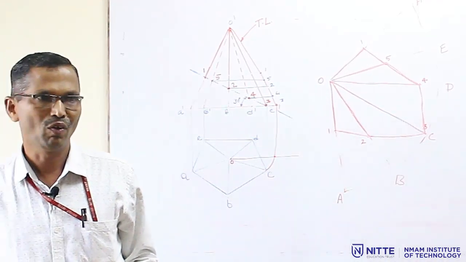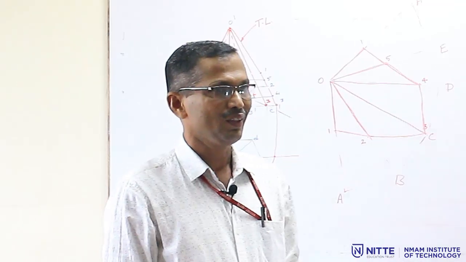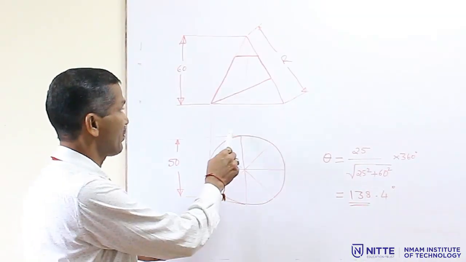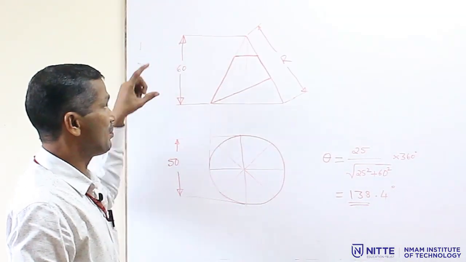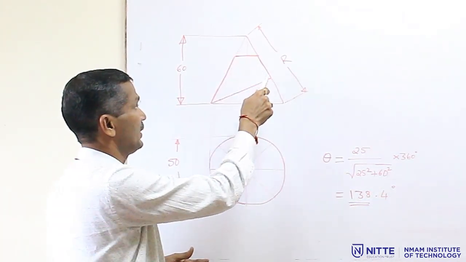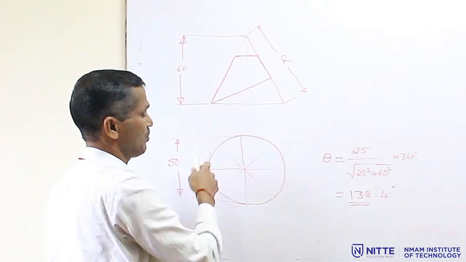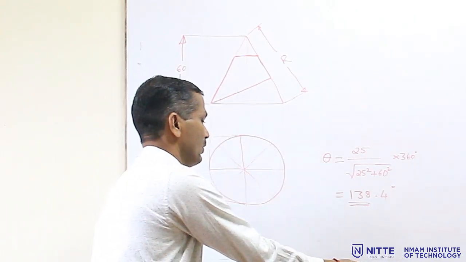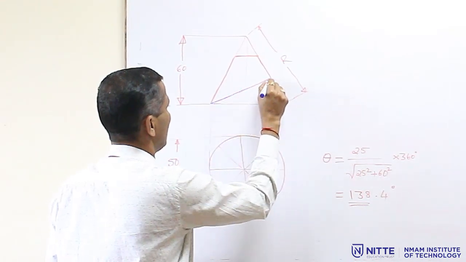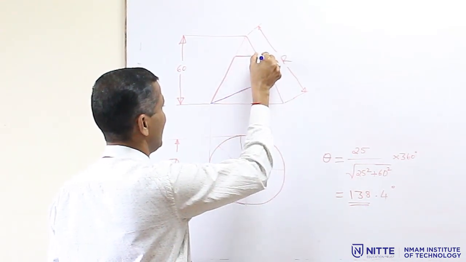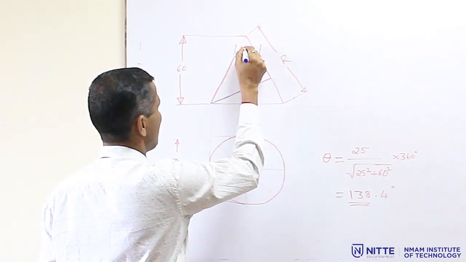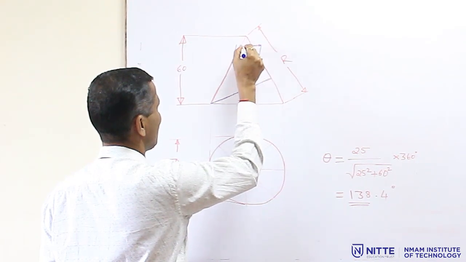Now we will go for one more problem on cone. Draw the development of a cone of diameter 50 mm and height 60 mm, and it is cut to the section plane as shown here. The front view is given in the problem itself. They have cut it like this, and they have also cut it like this. And this diameter they have given it as 15 mm. Here the diameter is 15 mm from here to here.